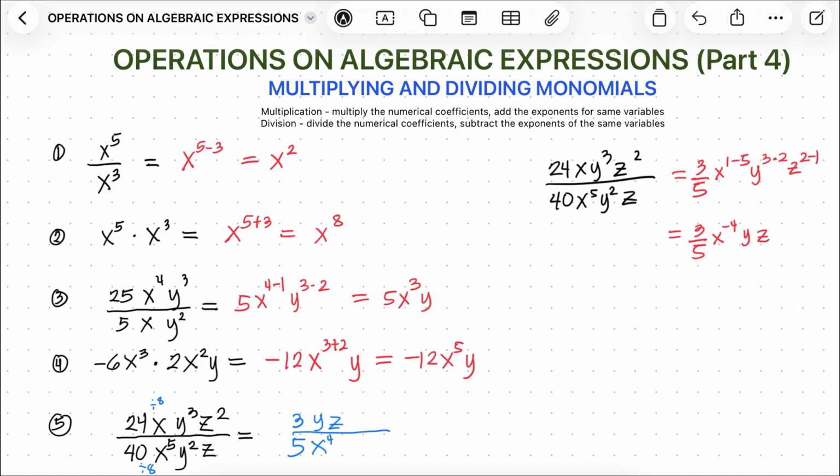So since this is negative 4, then we are going to apply the law of exponents regarding negative exponents. So we're going to move it down to the denominator. So this one will become 3yz all over 5x raised to 4. So it's just the same here.